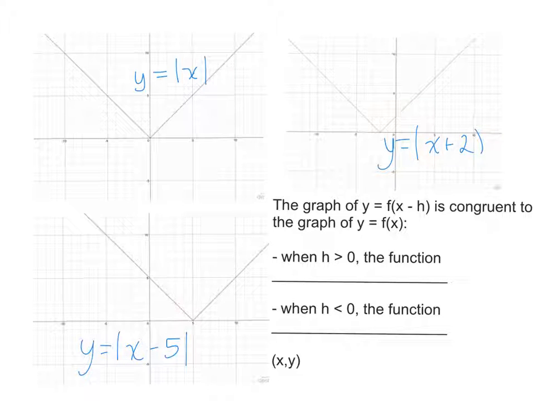So then we need to look at what's happening to these graphs. Instead of translating up and down, it's translating left and right. The graph of y equals f of x minus h is congruent to the graph of y equals f of x, so still the same size and same shape. When h is greater than 0, what happens to the graph? It goes to the left.